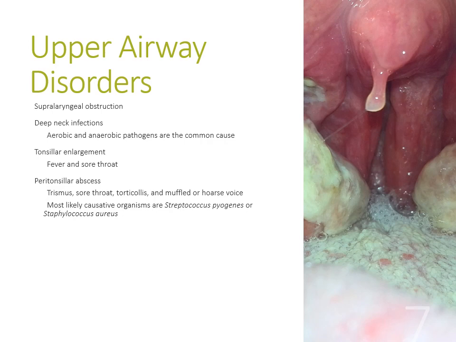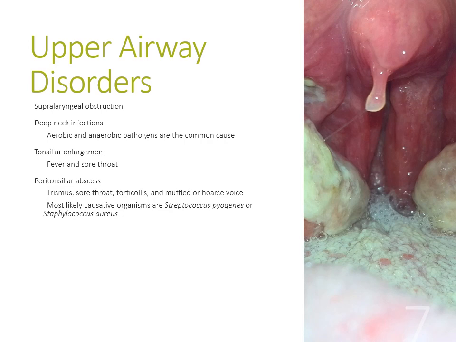Deep neck space infections are a complication of upper respiratory and upper gastrointestinal tract infections. Aerobic and anaerobic pathogens are a common cause. They can become rapidly severe, causing airway obstruction and aspiration, and quickly spread to adjoining structures like the mediastinum. Antibiotic treatment, airway protection, like intubation, and surgical intervention may be necessary.